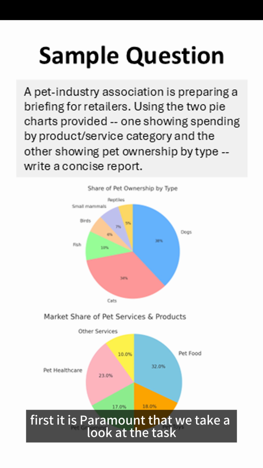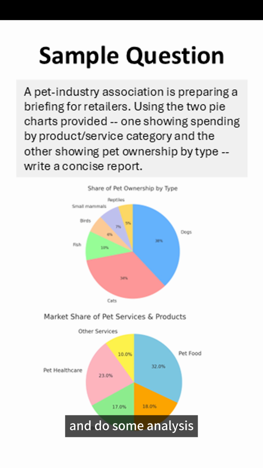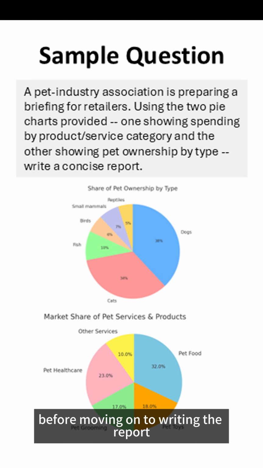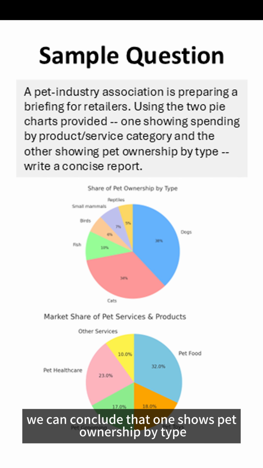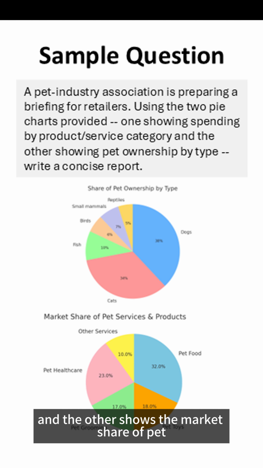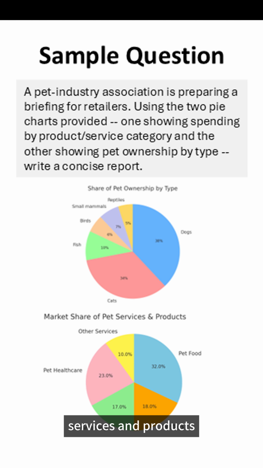First, it is paramount that we take a look at the task and do some analysis before moving on to writing the report. There are two pie charts. From the titles of these charts, we can conclude that one shows pet ownership by type, and the other shows the market share of pet services and products.